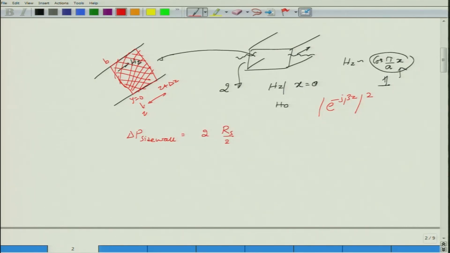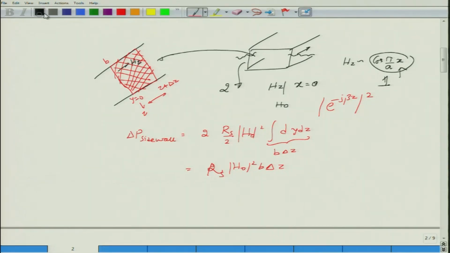Rs by 2 is present, and this 2 is again telling you that the power is twice the power that is lost, and because this is constant, this would be H0 square. Integration of dy dz over the appropriate limits that we have indicated will simply provide you with b into delta z. So, the power lost because of the side wall is Rs H0 square b into delta z. Okay. For the bottom wall, what would be the situation?